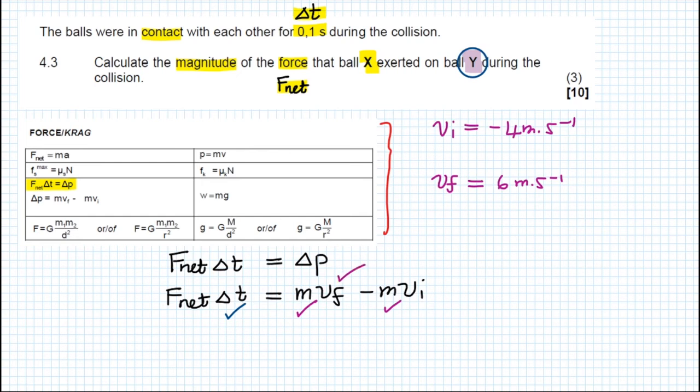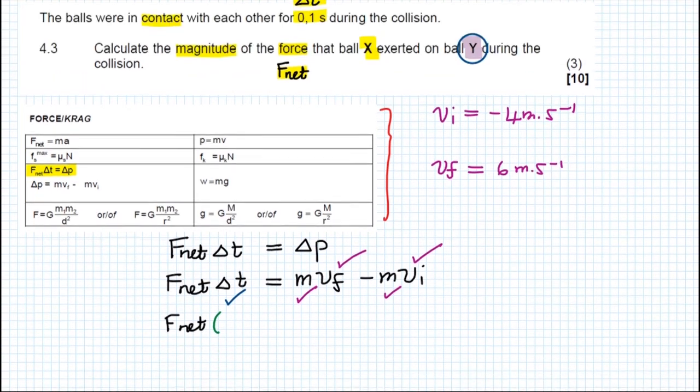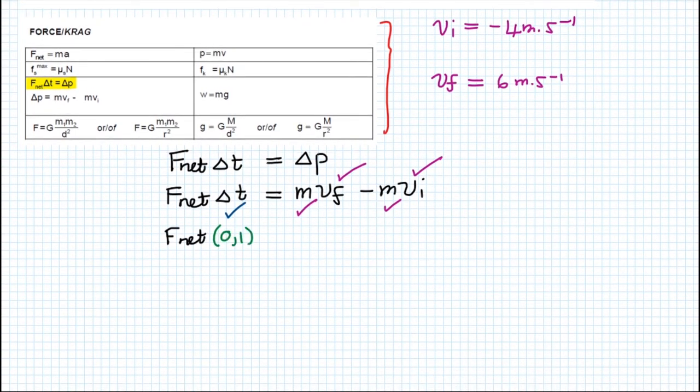Since we have this velocity value and that one, we're now in a position where we can calculate the net force. Let's substitute all the values into the equation. We say F net, and we substitute into this the time, which has been given to us as 0.1 seconds, is equal to the mass of the ball, 2 kilograms, its final velocity, 6, minus 2 kilograms, its initial velocity, -4. Please do not forget the direction or you're going to lose your marks. There are so many learners who lose marks purely because they forget to substitute in the direction as well.